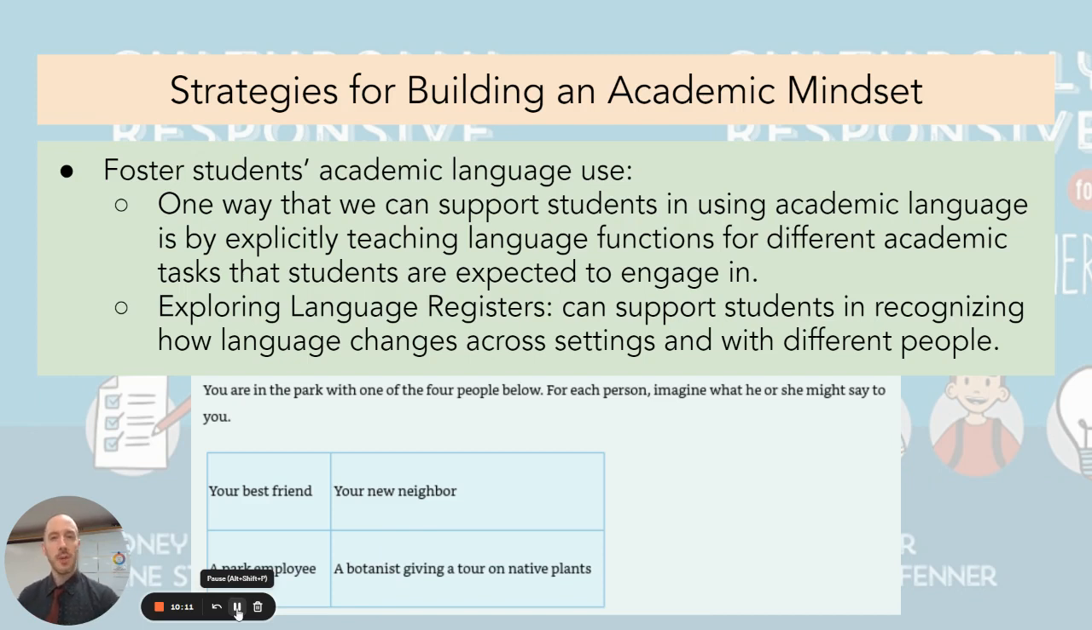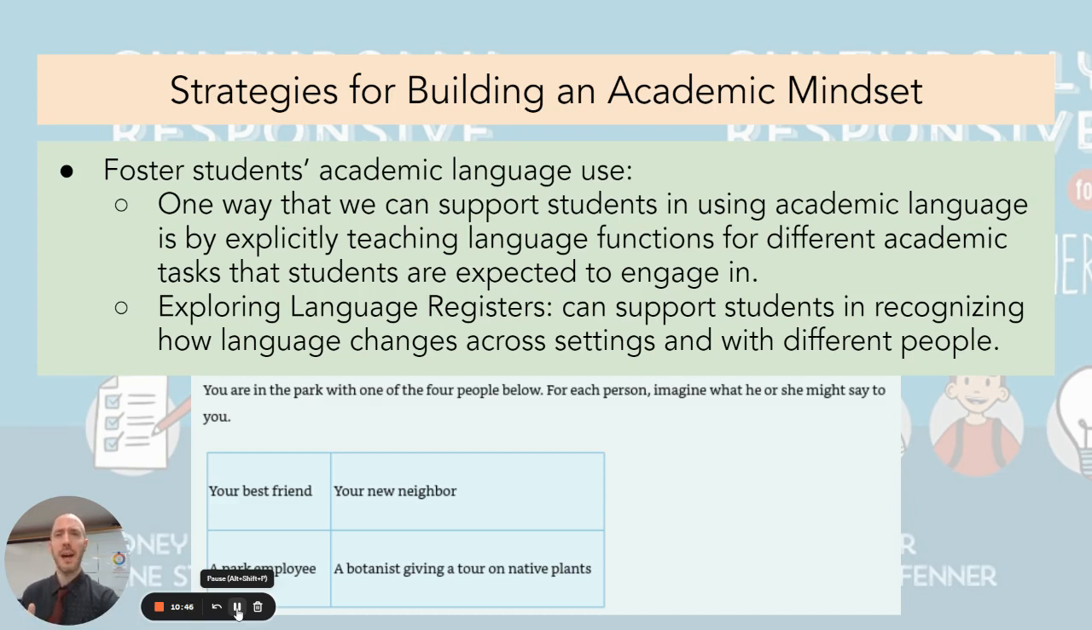One more way that I'm going to be talking about to build an academic mindset is to foster students' academic language use. Academic language is the specialized, often decontextualized language that is needed to engage with the school curriculum and academic learning tasks. So one way that we can support students in using academic language is by explicitly teaching language functions for different academic tasks that students are expected to engage in, such as agreeing and disagreeing, asking for clarification, providing evidence, and adding on.